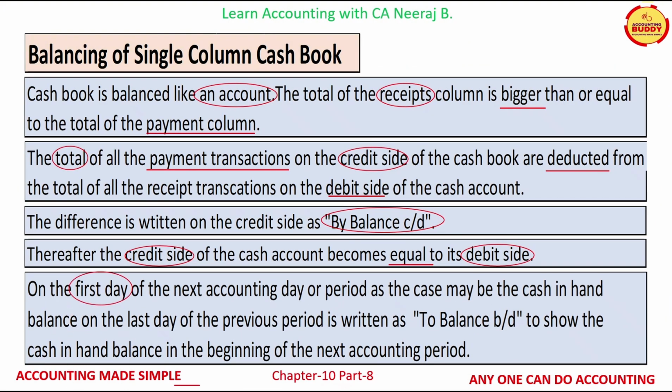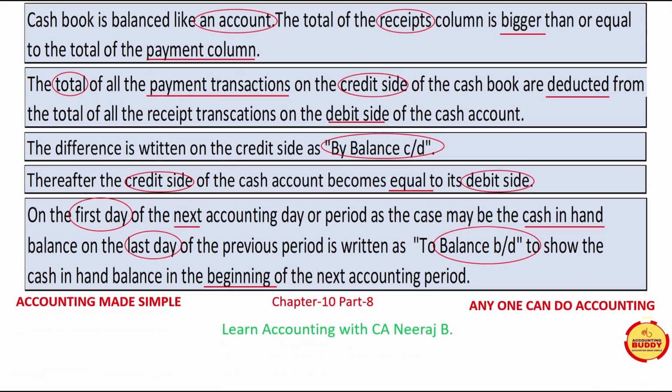On the first day of the next accounting day or the period, as the case may be, the cash in hand balance on the last day of the previous period is written as to balance brought down to show the cash in hand balance in the beginning of the next accounting period.